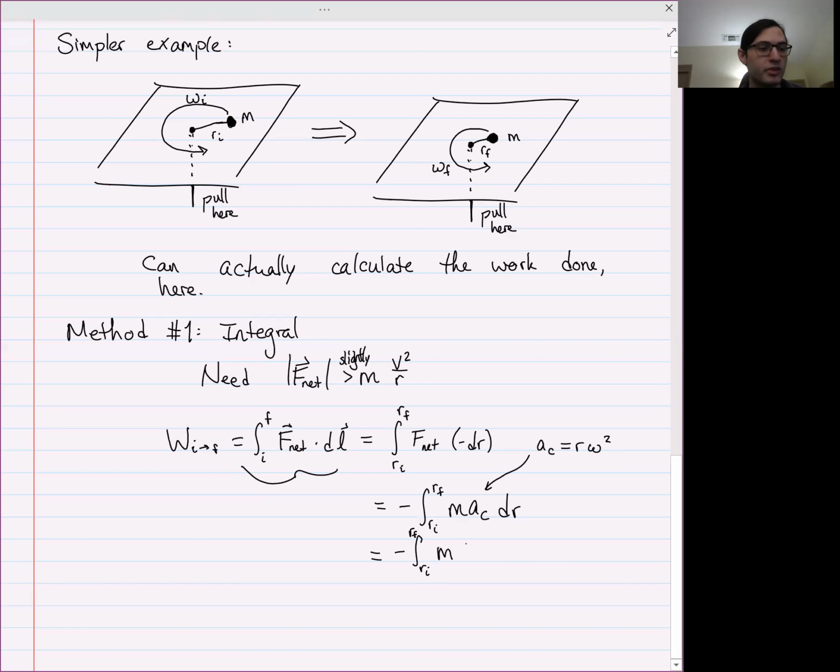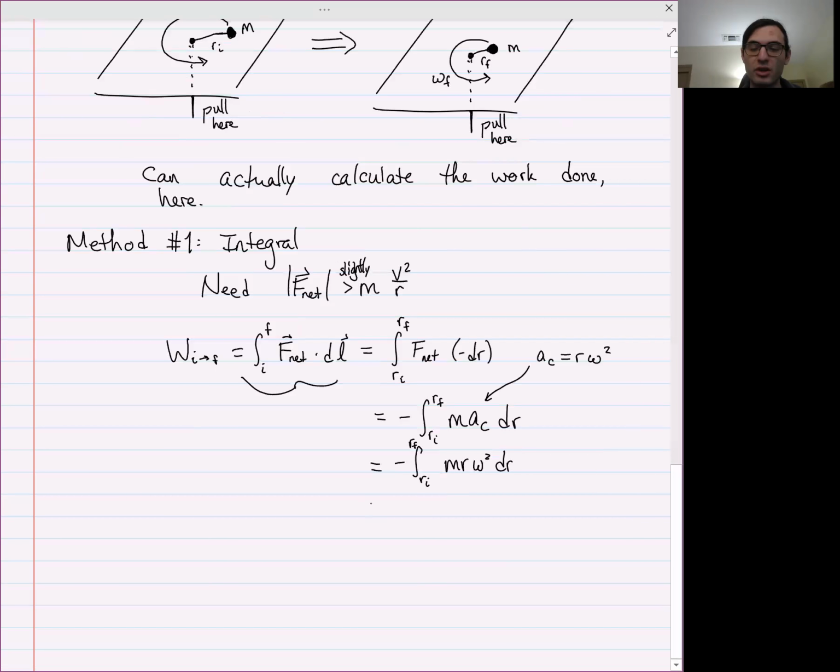So we have m times, let me just put it all in parentheses, m r omega squared dr. Now the important point is that omega is not a constant here. Omega is changing as the radius changes. It's changing in speed. But what we can do is factor out the m at least. So we have the integral from r_i to r_f of r omega squared. Now, again, omega is not a constant, so we can't pull it out, and you guys need to be careful when you handle problems like this for that reason.